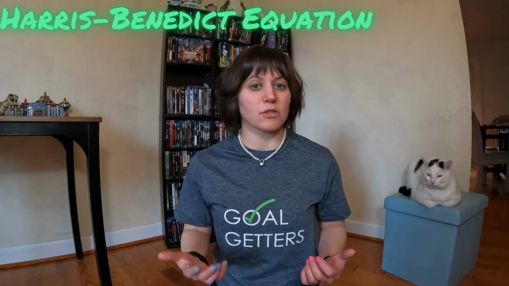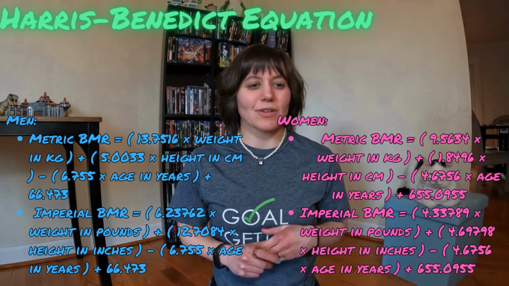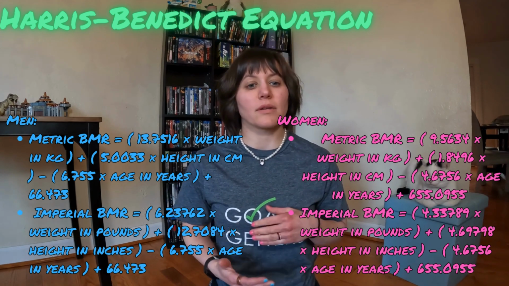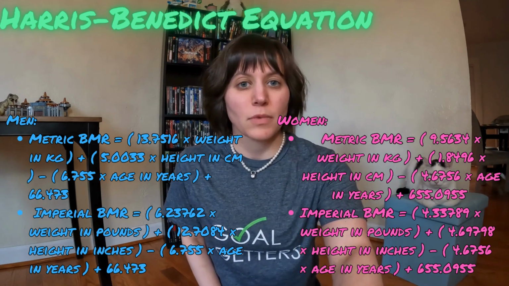What we're going to talk about first is the Harris-Benedict equation, because it's easy for most clients or individuals to get those numbers. It works in both the metric and the imperial system. So I'm going to share both of those numbers somewhere on the screen here, and you'll get an idea of what we're going to be plugging in later.